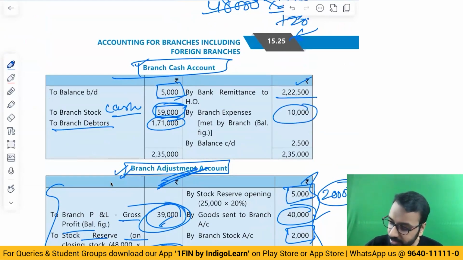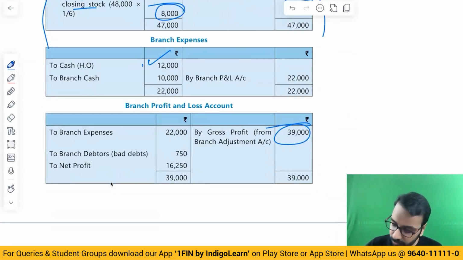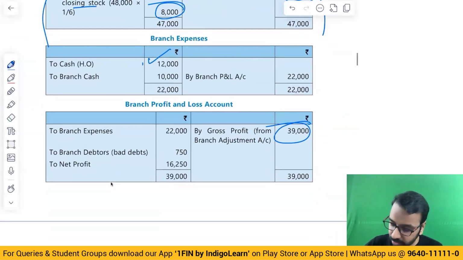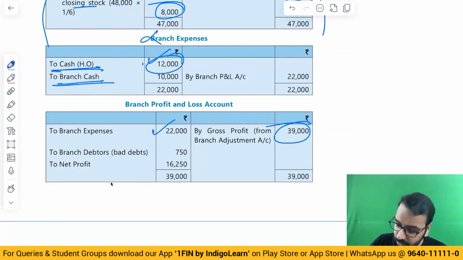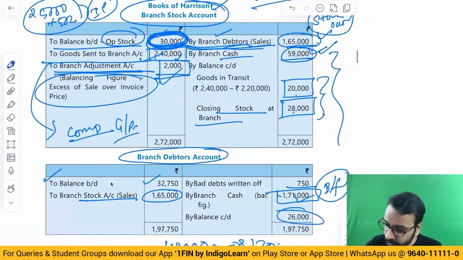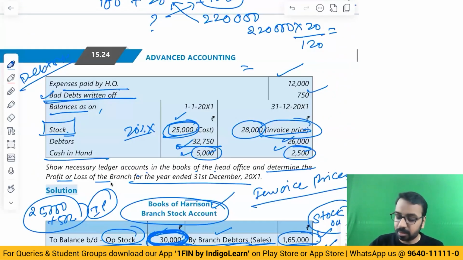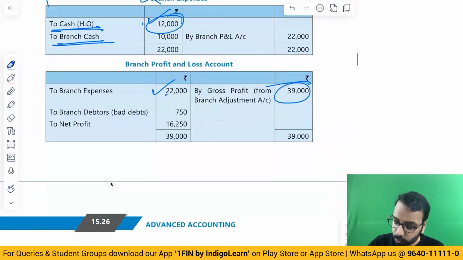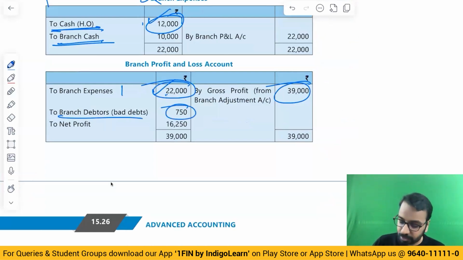And the balancing figure represents the cash expenses. So that cash expenses you will record in the branch P&L. So instead of doing this separately, what you can do: expenses paid by head office 12,000 and expenses paid by branch 10,000. So 12,000 plus 10,000, 22,000 is your branch expenses. Bad debt written off 750, and the balancing amount will be the net profit.